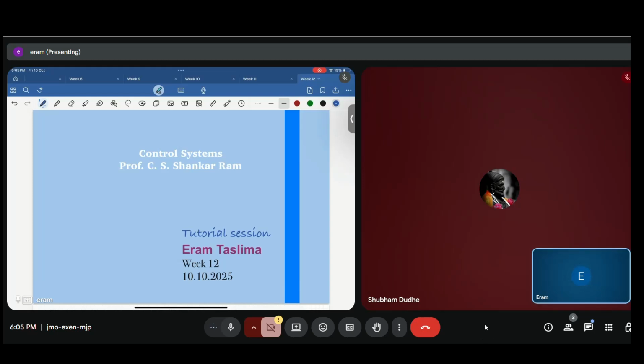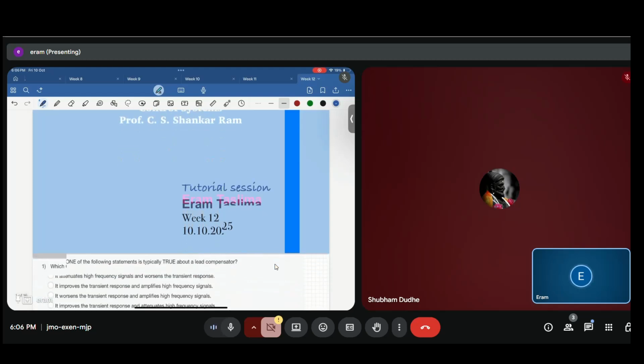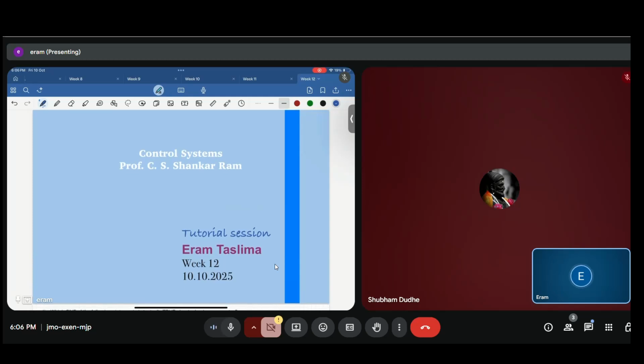Okay, so let's start today's session. Welcome to week 12 of the tutorial session of the course Control Systems. This is the last week of the NPTEL course, and this is the second last session. We will have one more extra session next week. In today's session, we will go through problems based on compensator design, lead compensator. So let's get started.